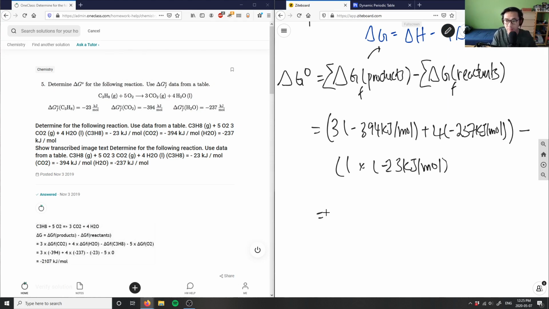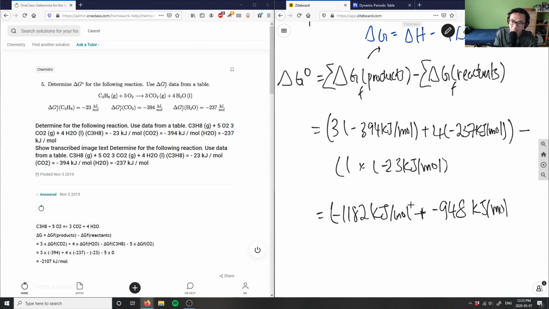So to get my calculator, I'm doing 3 times negative 394. Gives me negative 1,182 kilojoules per mole, plus whatever 4 times negative 237 is, which is negative 948. So I'm going to add both of these guys up, and then I'm going to minus that by minus 23 kilojoules per mole.